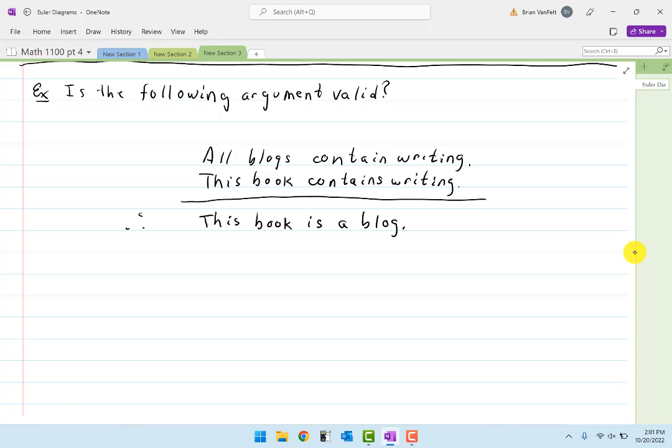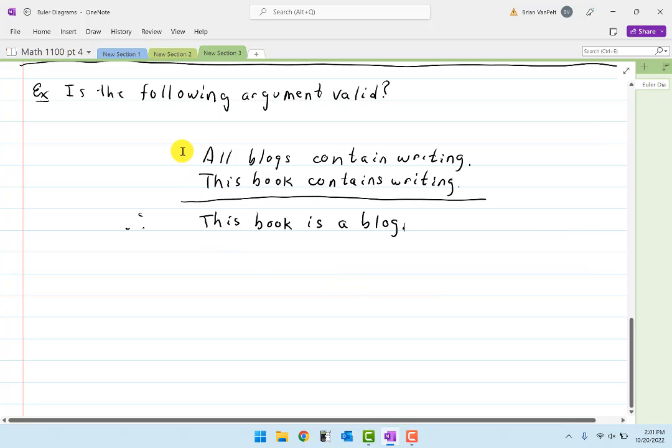But look at the first line. The first line does not say all books are blogs. It doesn't say all books contain writing, although that's probably true. We can't make any assumptions outside of these two items here. So I'm not talking about all books here. I'm talking about all blogs. The fact that this book happens to contain writing is incidental. In no way is this book forced to be a blog.